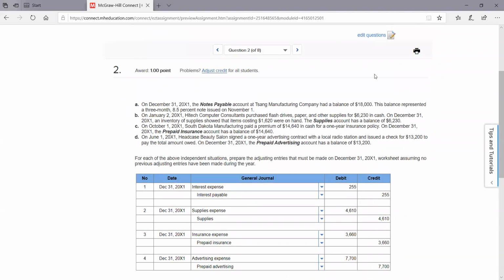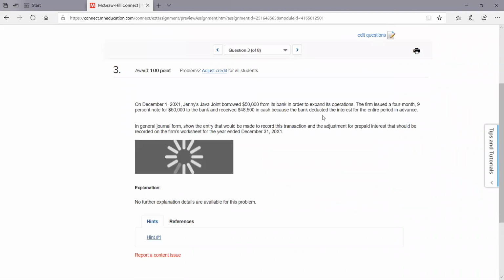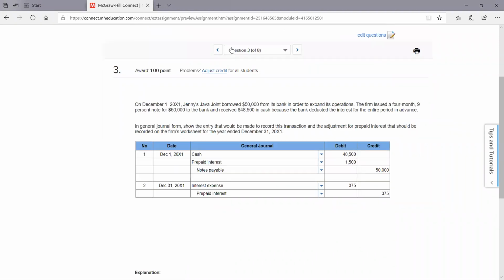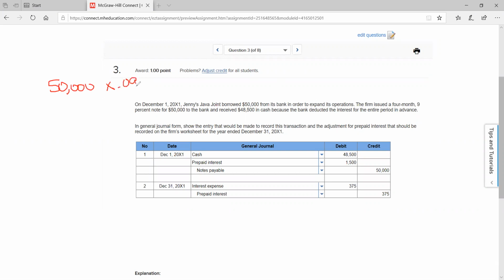All right, good. Number 3, let's check out number 3. On this one, they give you the amounts, but I'm going to show you how they came up with it. So they borrowed $50,000 from the bank, and the bank is going to go ahead and take out the interest in advance. So the way they're going to calculate that interest, it's the principal times the interest rate. And it looks like the interest rate is 9%, so I take that 0.09, divide that by 12, and it's going to be a 4-month loan, and then multiply that by 4. That's how they got the prepaid interest of $1,500.